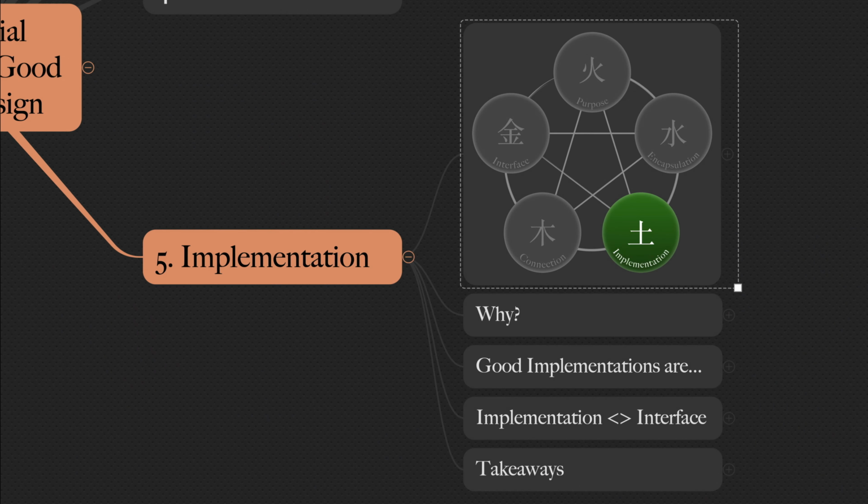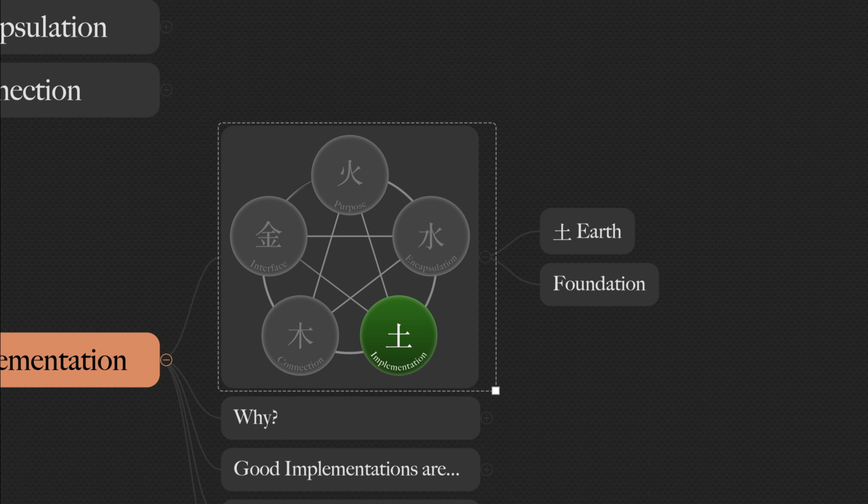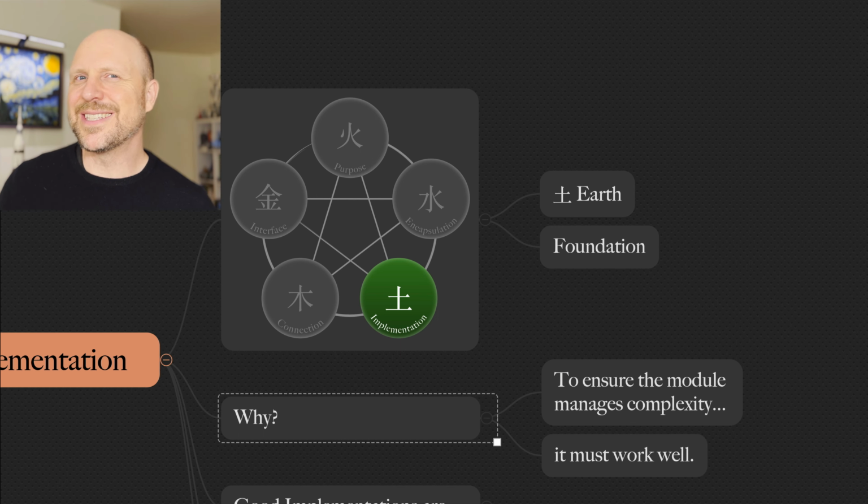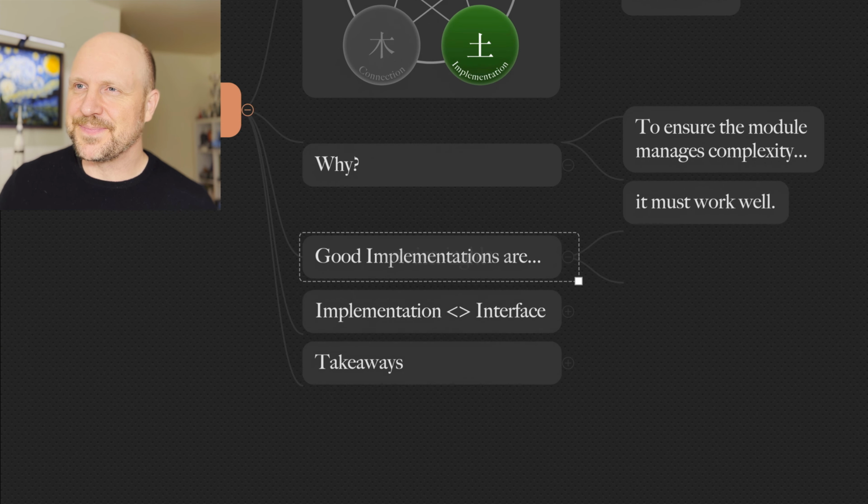So first of all, continuing our theme of elements, the last element is Earth, and Earth is the foundation of everything, and consequently, it makes sense that the implementation is also the foundation of everything. So I think the analogy was pretty good on that one. So why does implementation matter? This is the simple, pithy answer: in order for your module to work well, it has to work well. But let's dive a little bit more into what that actually means.